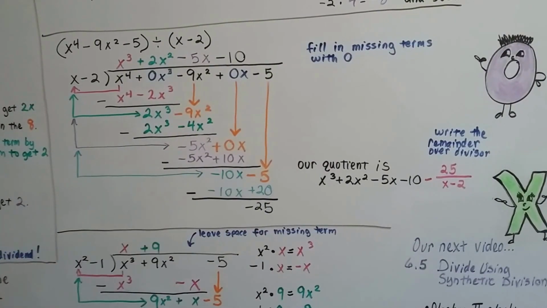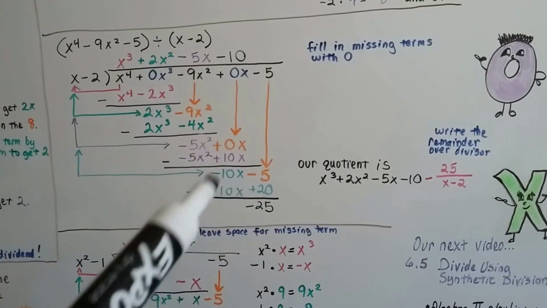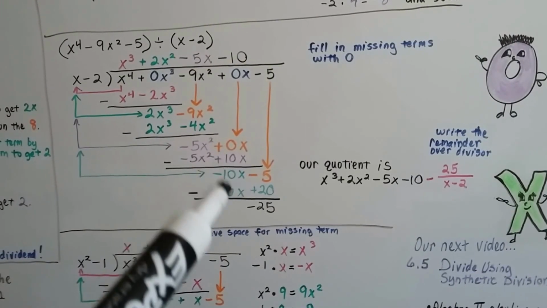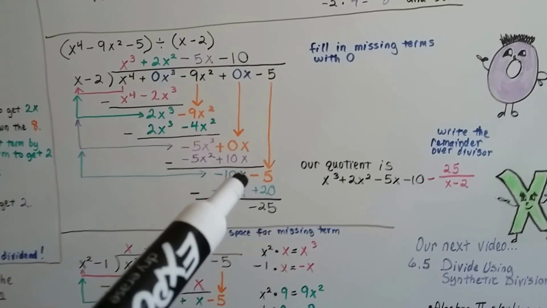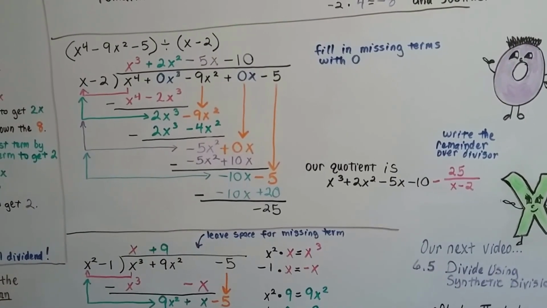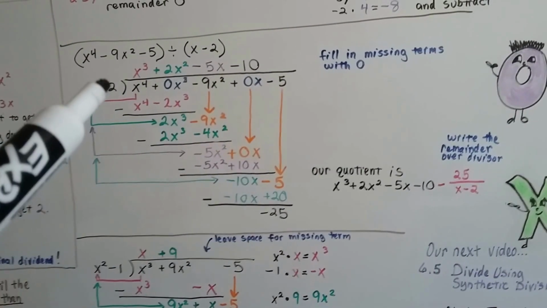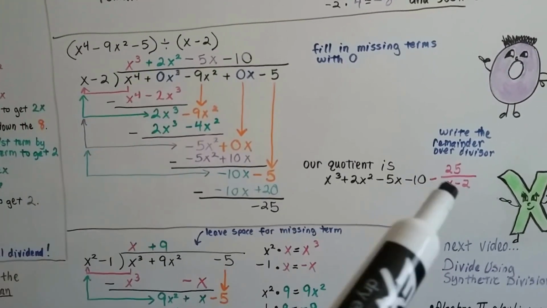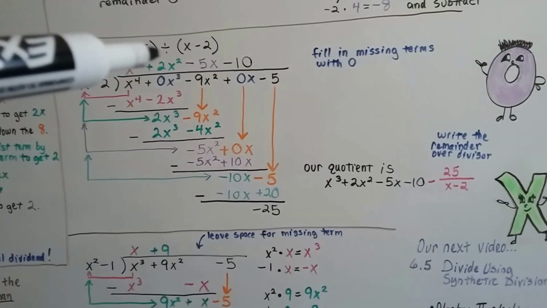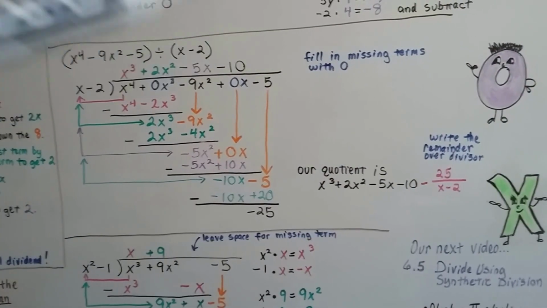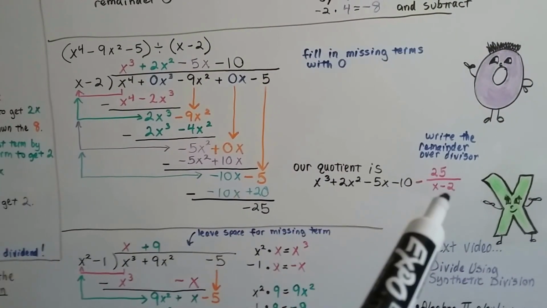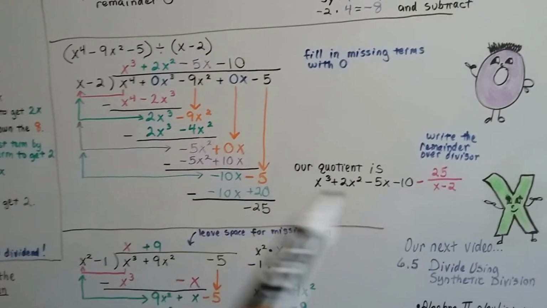It's the negative 5's turn to come down. This is eliminated as an additive inverse because we're adding the opposite, so it's a positive 10 from a negative 10, that's a 0. And this negative 5 take away a positive 20 is a negative 25. We can write this negative 25 over our divisor as a rational expression, and our quotient is x to the 3rd plus 2x squared minus 5x minus 10 minus, because that's a negative, minus 25 over x minus 2. See?